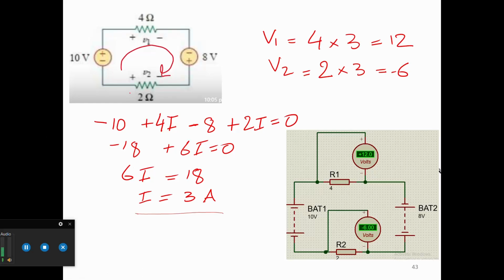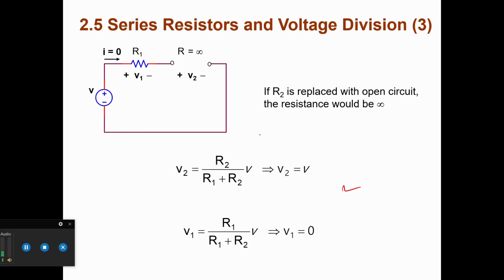Even if we try it on Proteus, you can see this voltage comes, because this polarity here signifies how the current behaves here. So you can always test these circuits in Proteus. Take your concepts to practical aspects. So, series resistance and voltages.